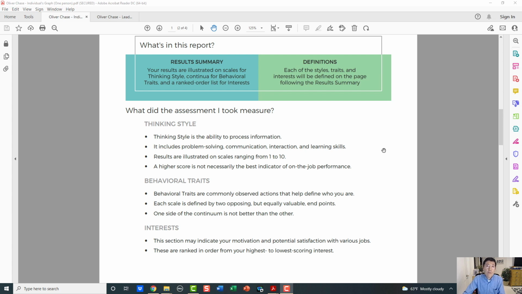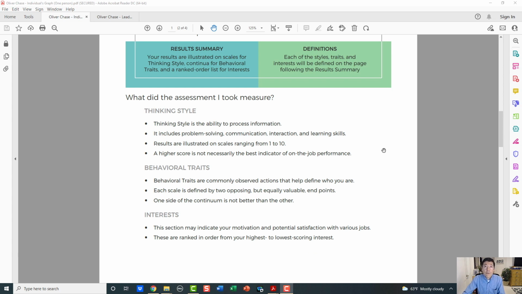Next section is behavioral traits. There are multiple measurements of different behaviors that often come into play when leading. And then the final section is career interests, the type of work that they like to do. Do they like to serve others? Do they like to do financial admin work, mechanical work, etc.? This can also be interesting. So now let's take a look at the graph itself.